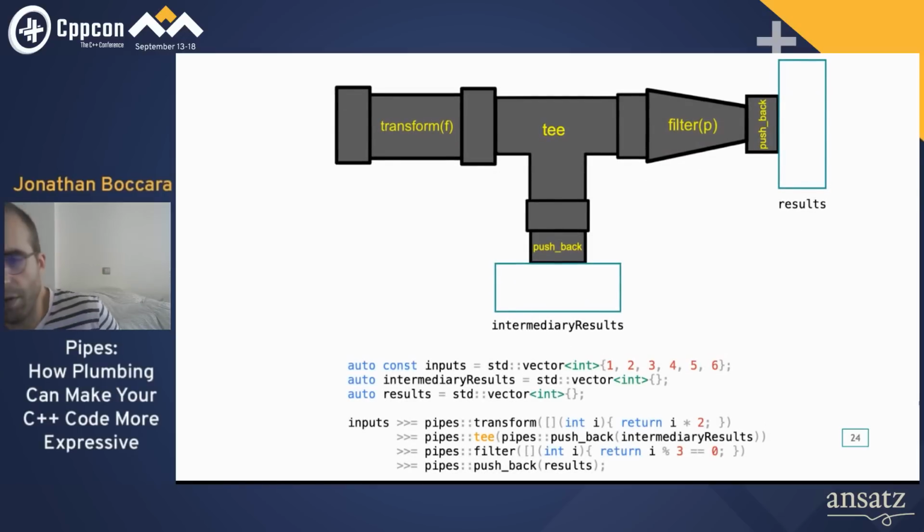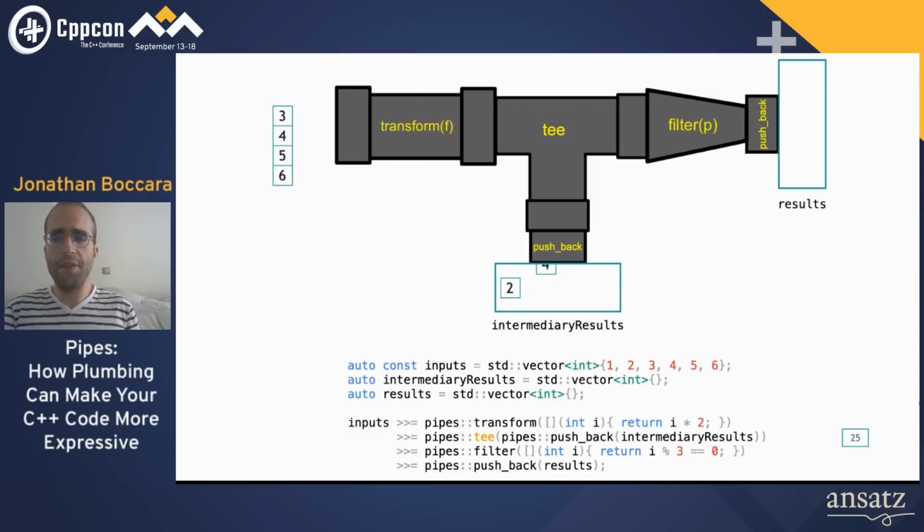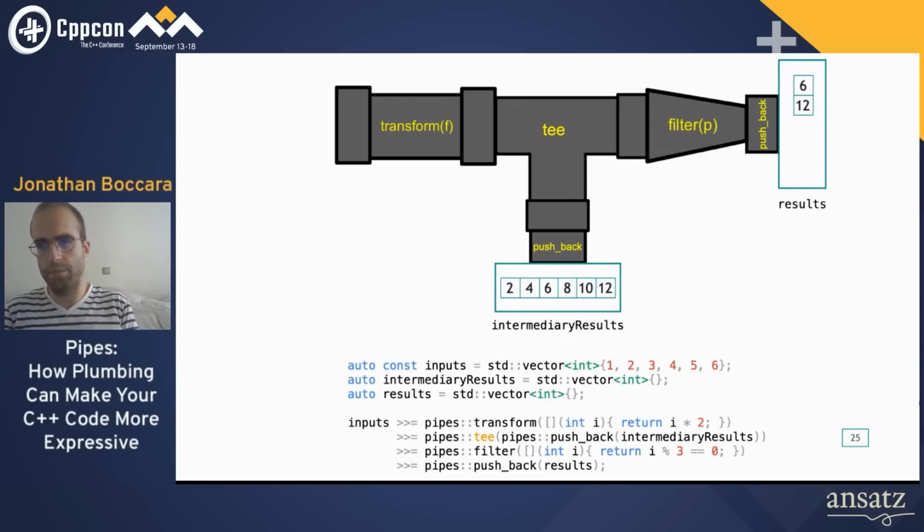If we write this with code, this is what it looks like. We have inputs that go into transform, that goes into T, that has both an output to push_back and one to filter. And what's happening then is that everything that comes out of transform goes down to the intermediary results, and only what satisfies the predicate of filter goes through filter. This is allowed by the push model.